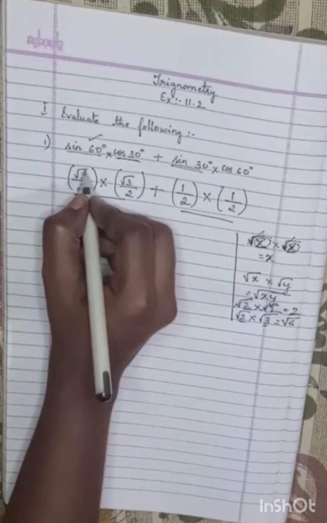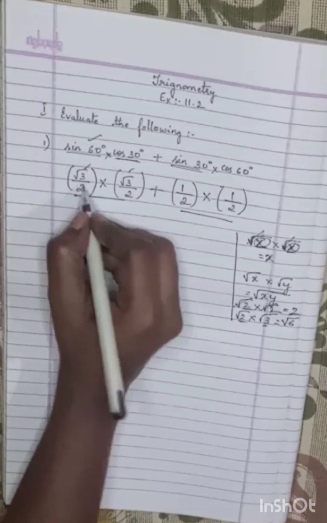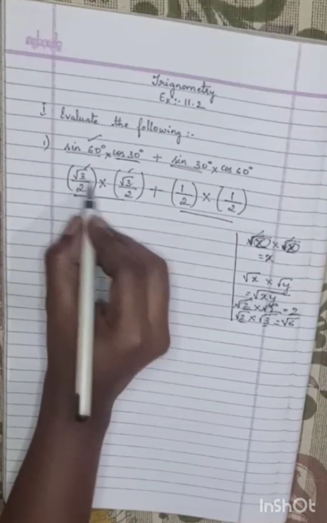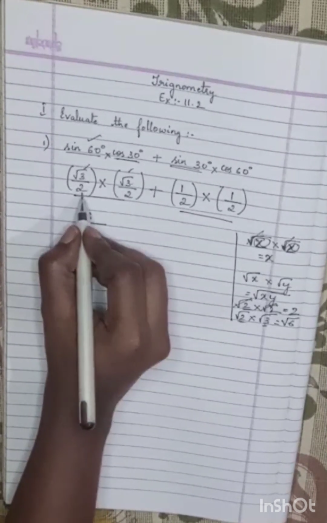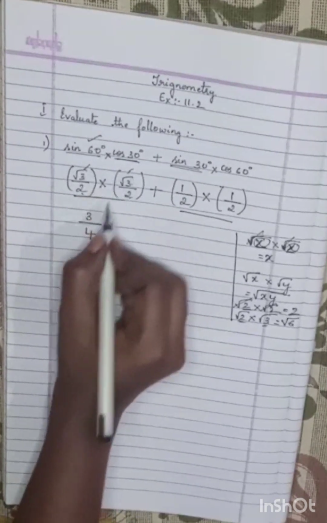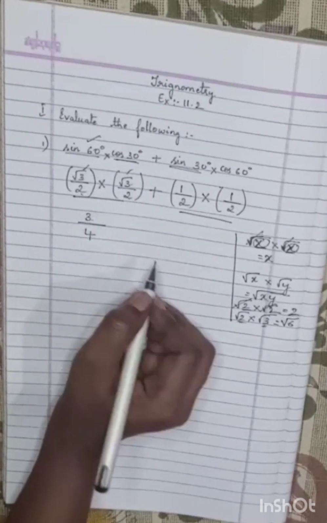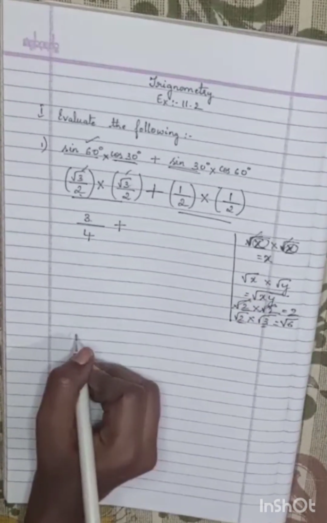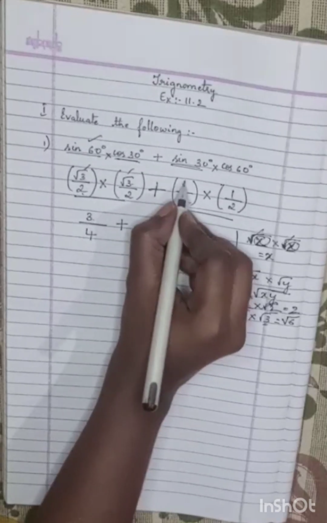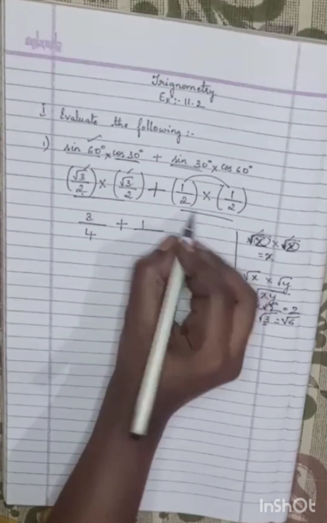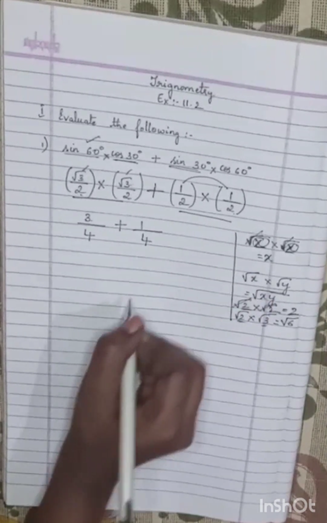Now see the numerators, we have root 3 and root 3 here. Root 3 into root 3 is 3 because numbers are same, so roots will get cancelled. Denominators, 2 2s are 4. So here numerators get multiplied and denominators get multiplied. We have a plus sign over here. We'll keep the plus sign as it is. Again, numerators will multiply. 1 1s are 1, 2 2s are 4.